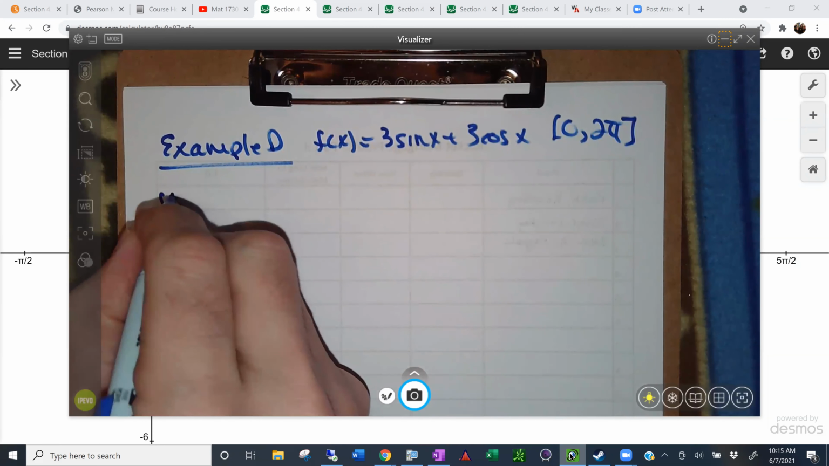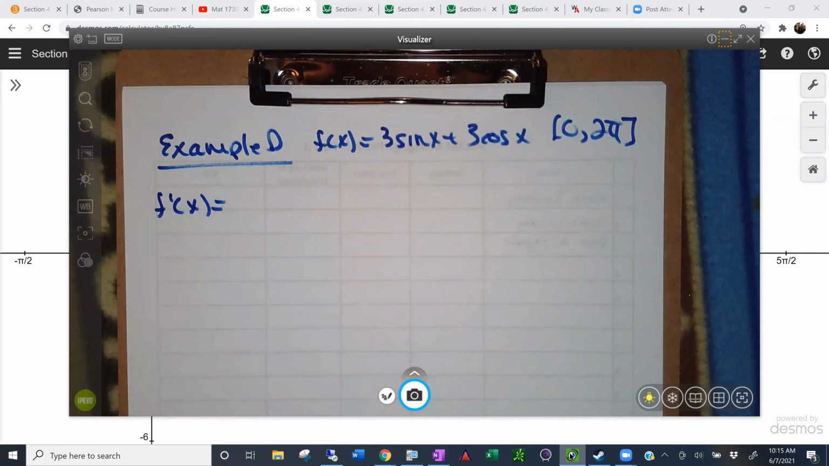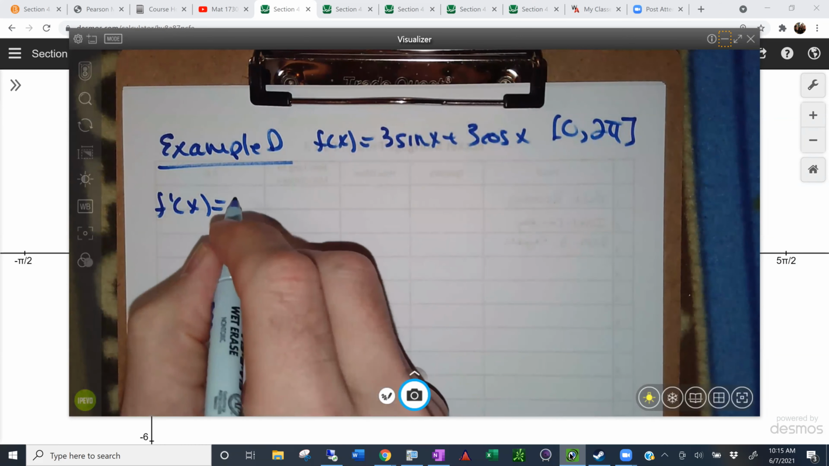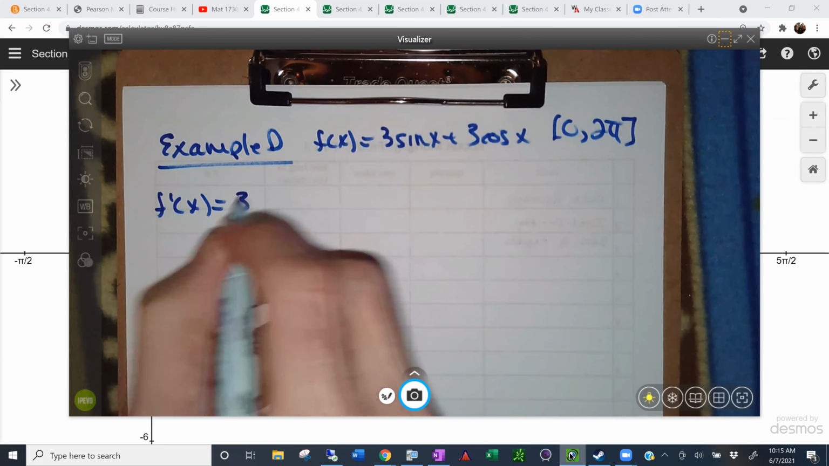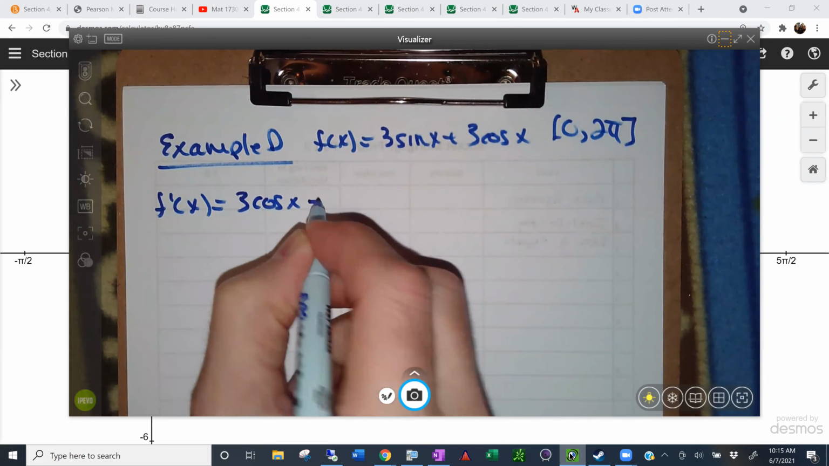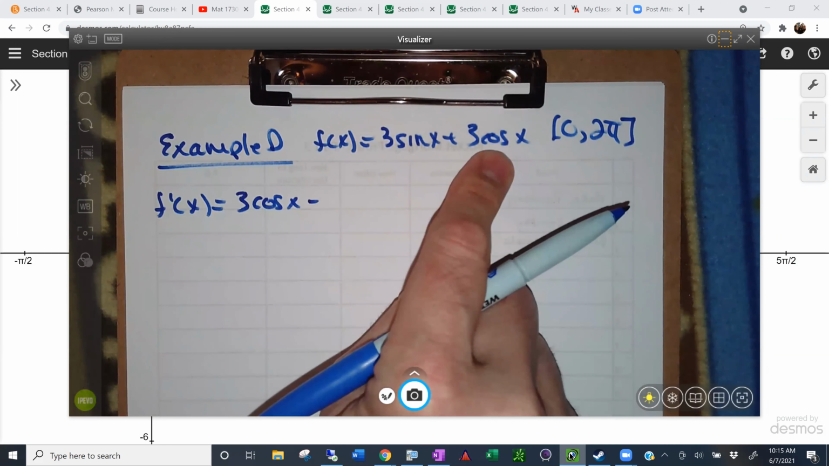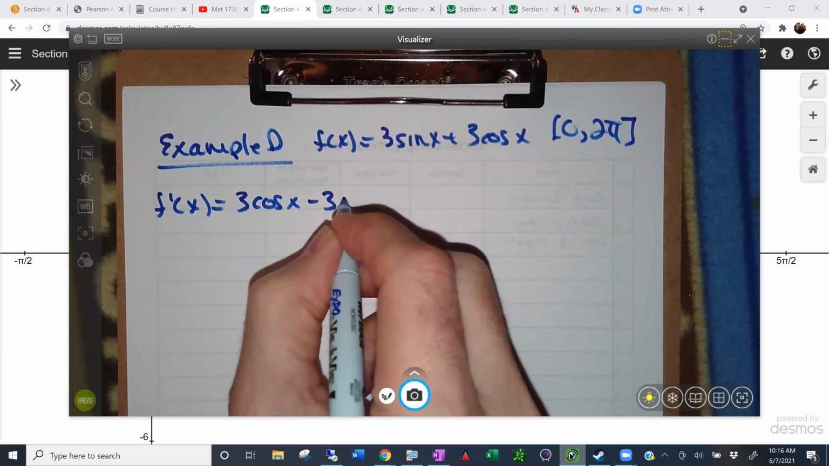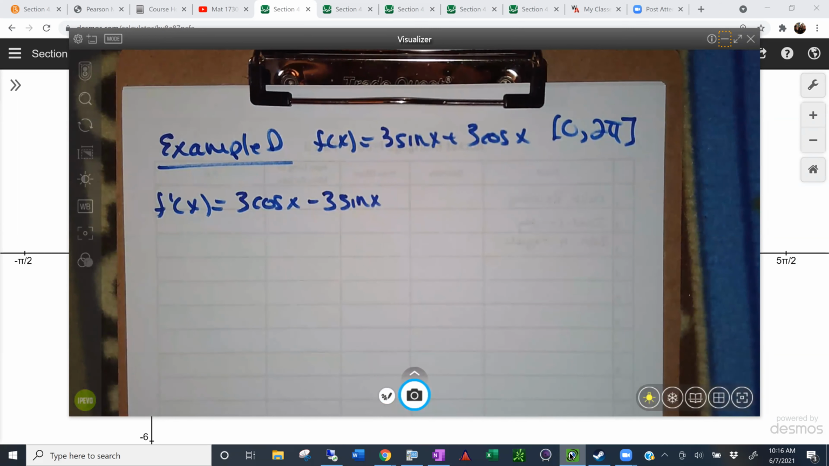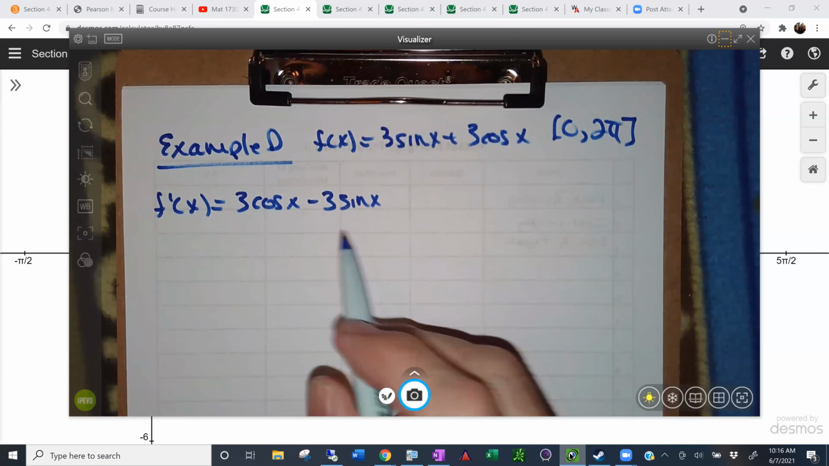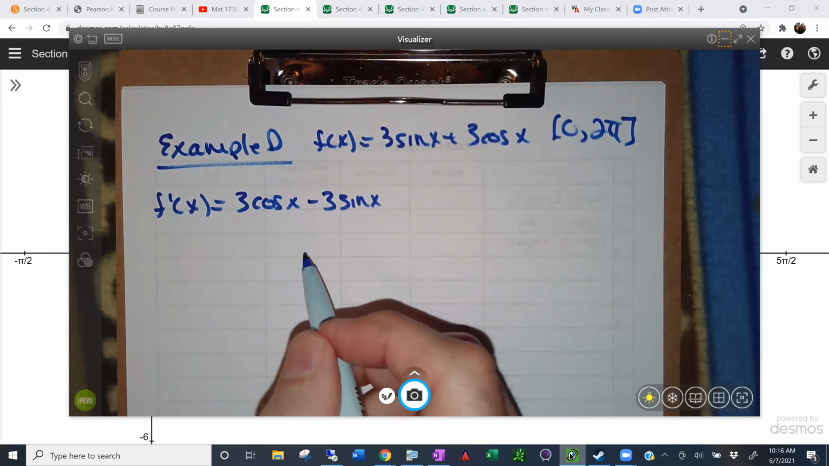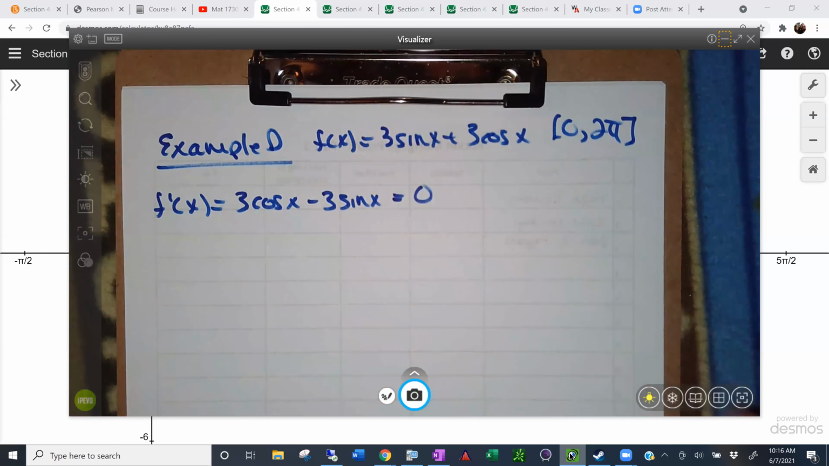Now I'm going to start by finding the derivative. It's going to be pretty straightforward. This is going to be 3 times the derivative of sine, which is cosine. What's the derivative of the cosine? Negative sign. So I'll get minus 3 times sine of x. Now sine and cosine are defined everywhere, so I'm not going to find a place where the derivative is undefined, but I can find a place where it's equal to 0.